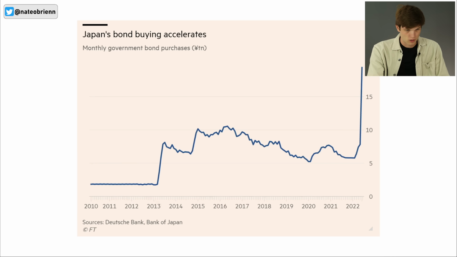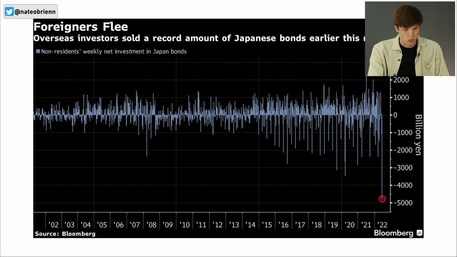So here's just another chart showing you the level of sellers right now at the moment. And like I said, the Bank of Japan now owns over half of the total debt of the Japanese government. So basically the Bank of Japan is financing all of the government expenses, but the Bank of Japan is part of the government. So it's a very, very weird sort of Ponzi thing going on here at the moment.